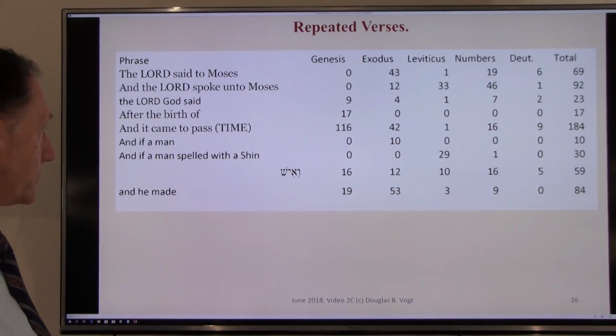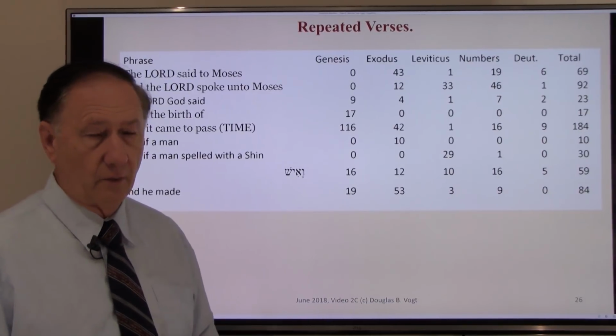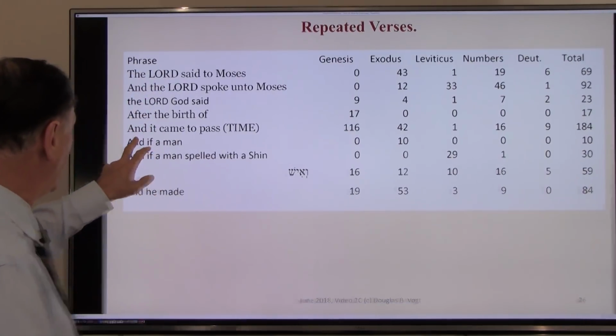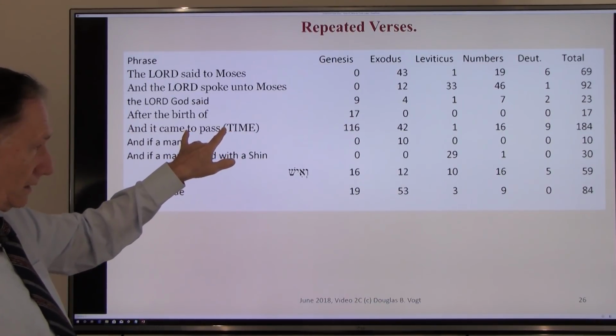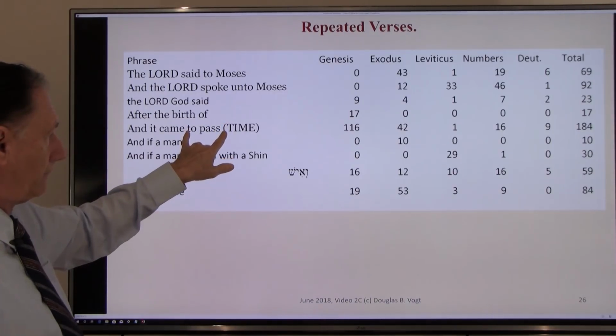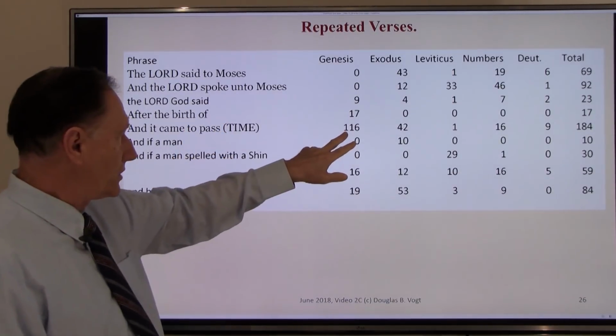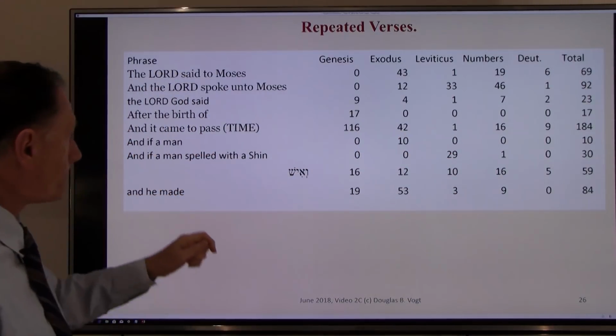Next is repeated verses. I want to see if there's a bunch of verses that are repeated quite a few times, like "it came to pass." This is a time thing. I've seen it as there, or a word that means time. In Genesis 116 times, then Exodus 42, and then kind of peters out. That was the most.